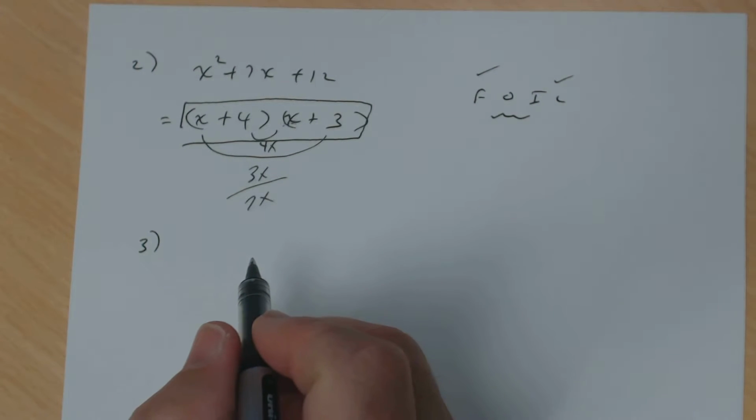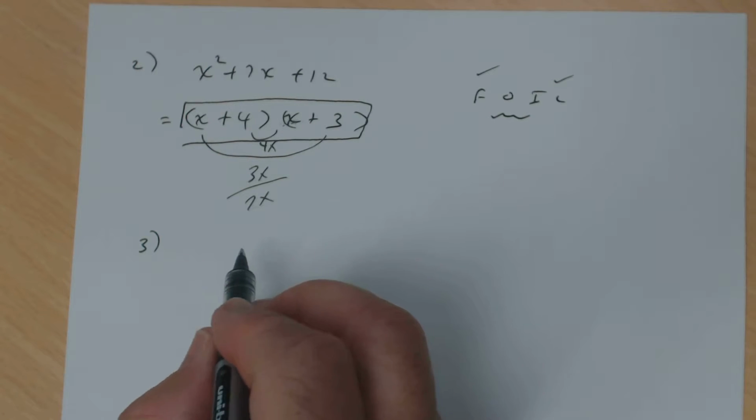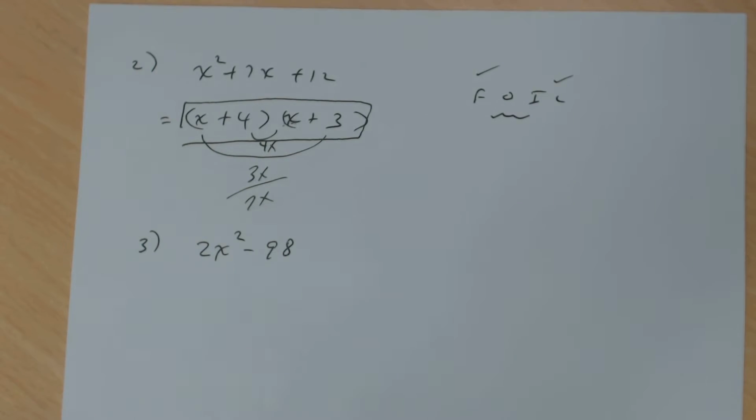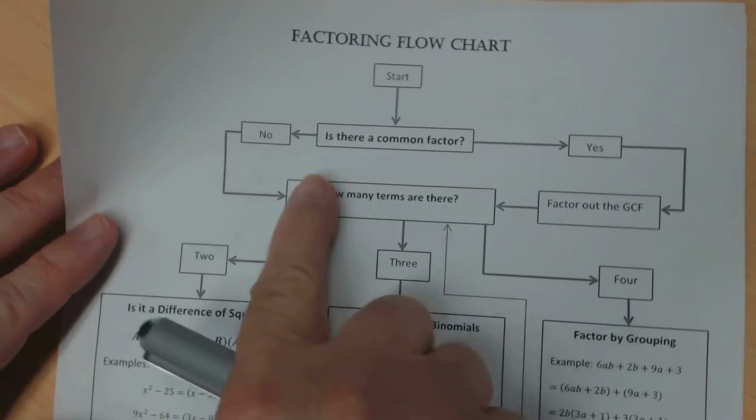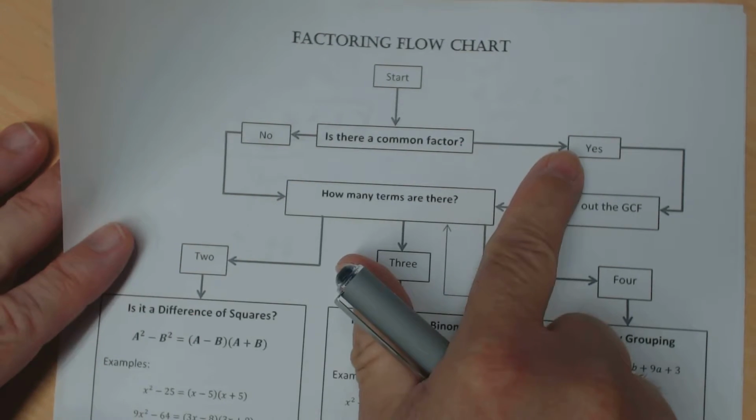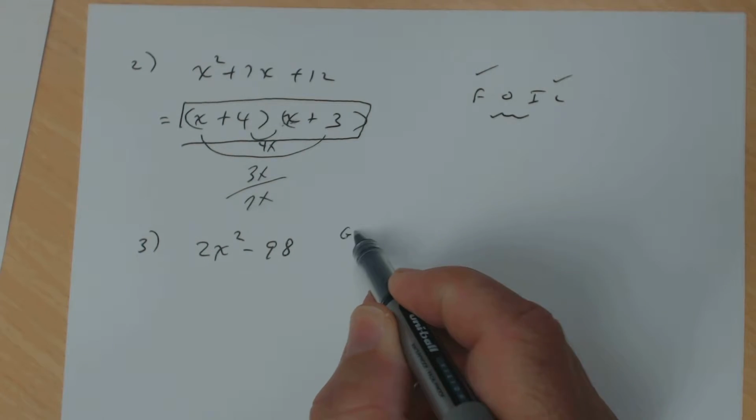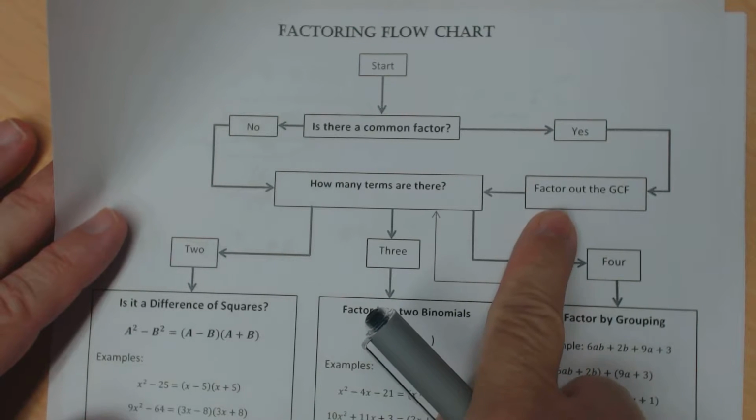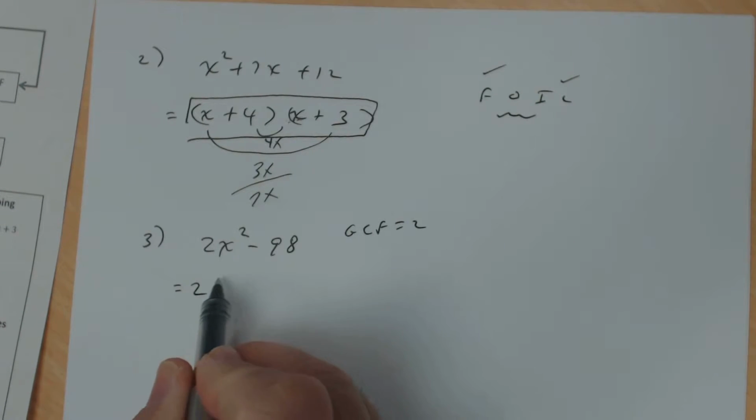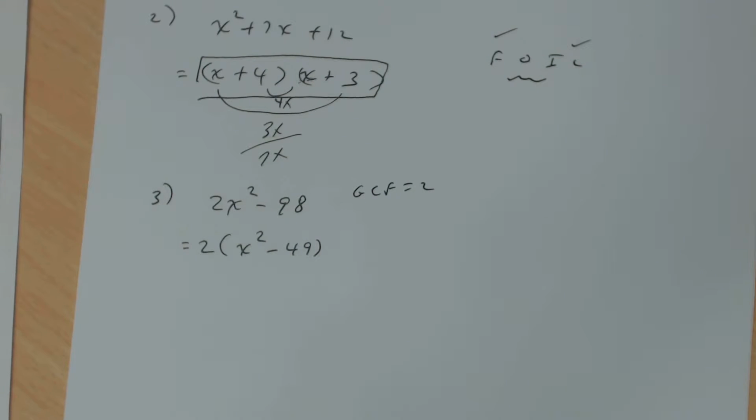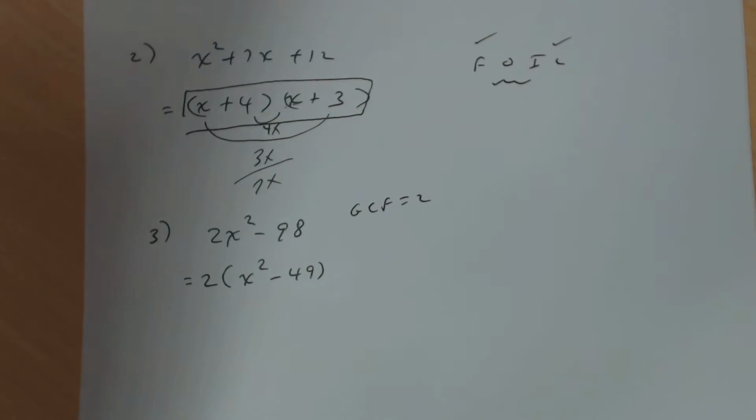All right, number 3. Suppose we had 2x squared minus 98. I go through the flowchart again. Is there a common factor other than 1? Yes, there is. The GCF here is 2. So I'm going to factor out this 2, and I get 2 times x squared minus 49.